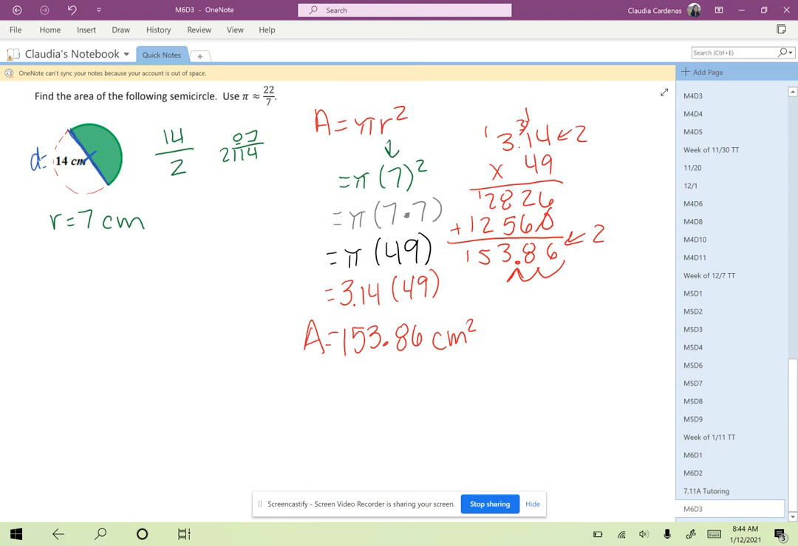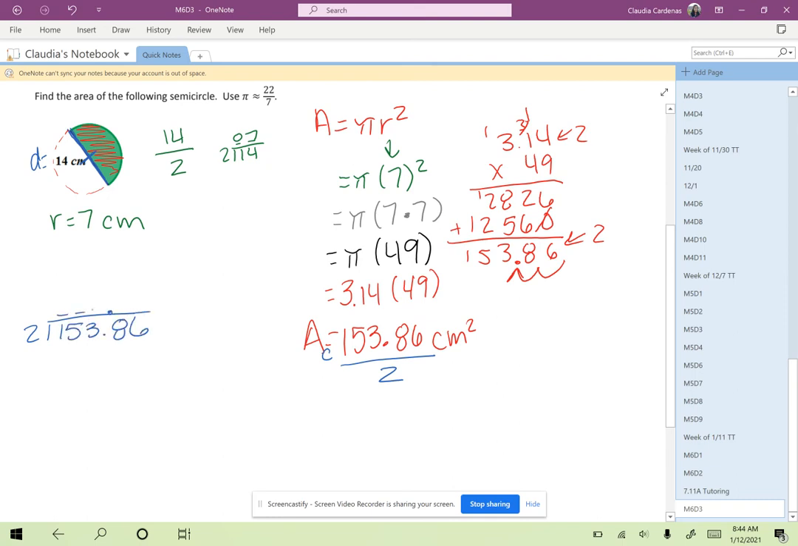So what do we need to do to find the area of only half of it? Well, let's go ahead and cut that area in half. So let's also divide by 2. So this is the area of a circle. So we need to divide it by 2 to find the area of a semicircle. And we're going to label it that way in just a second.